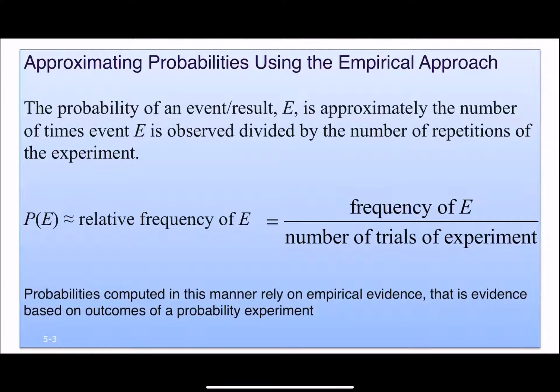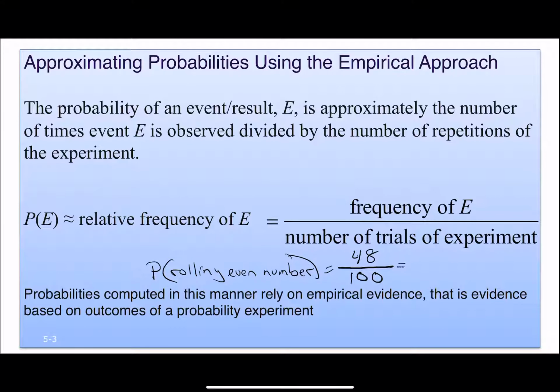So let's say that I rolled the dice 100 times. We're looking for the probability. Our event is rolling an even number, so the probability of rolling an even number. I rolled the dice 100 times. Let us say that out of those 100 times, 48 of them were even numbers.